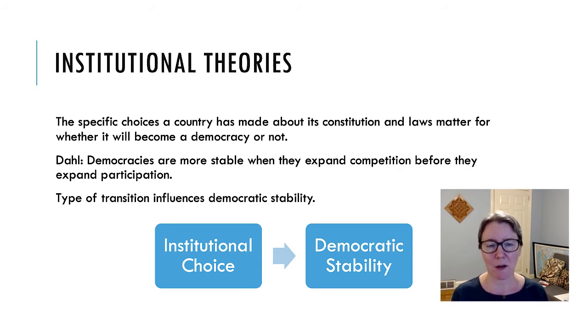Since that path to democratization isn't really an option anymore, most countries already have universal suffrage, he argues that the type of transition a country had matters. Countries that became democratic through national revolutions are more likely to remain democracies because they're able to define the nation as a democracy from the start.